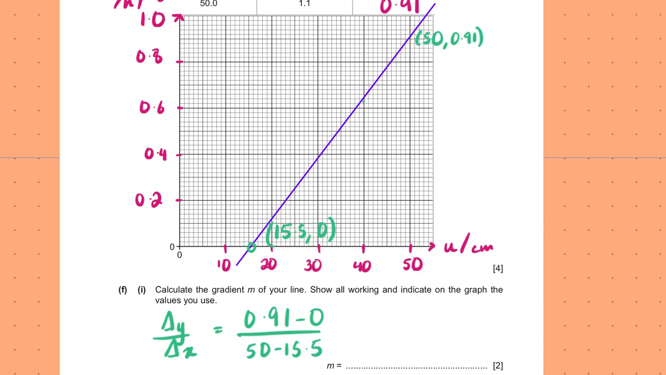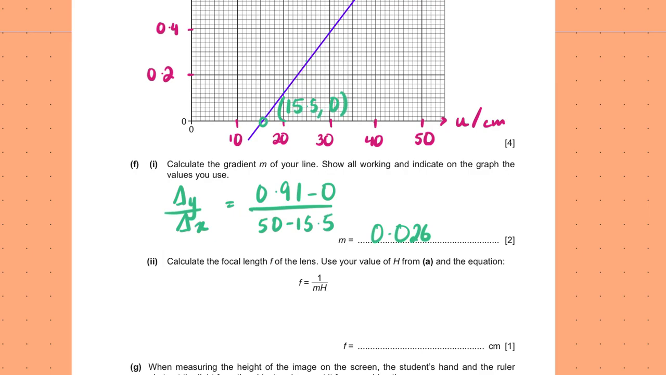So let's see what this turns out to be. 0.91 over 50 minus 15.5. So 0.02637. They don't give me any choice on the significant figures. This is 2 SF, so I can give it to 2 SF again or to 3 SF. So 0.026 is what I get.